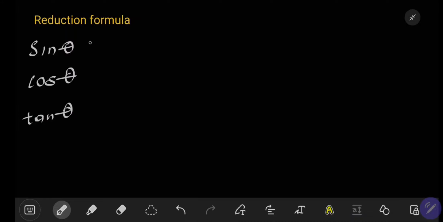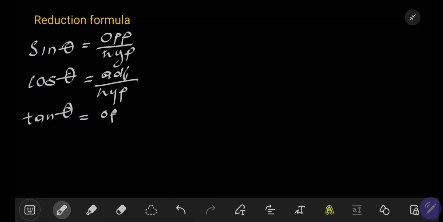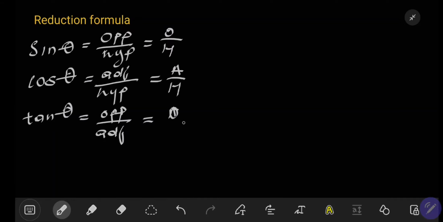When we define this, we say sine is equal to the opposite side divided by the hypotenuse side. Cosine is equal to the adjacent side divided by the hypotenuse side. Tangent is equal to the opposite side divided by the adjacent side. This is what we call SOHCAHTOA. These are the definitions of our trigonometric ratios.